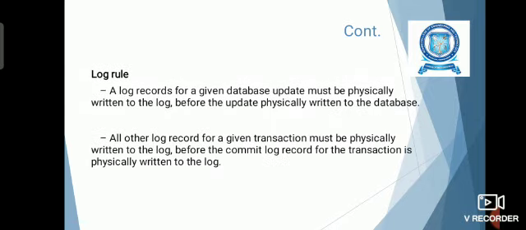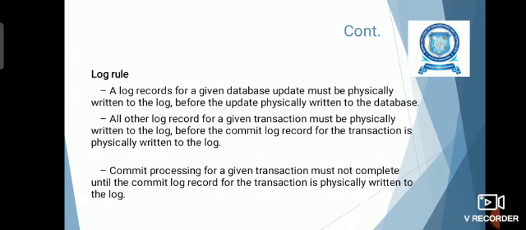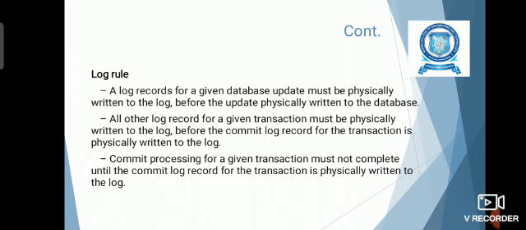A log record for a given database update must be physically written to the log before the update is physically written to the database. All other log records for a given transaction must be physically written to the log before the commit log record for the transaction is physically written to the log. So these are two rules about the log maintenance. Commit processing for a given transaction must not complete until the commit log record for the transaction is physically written to the log.